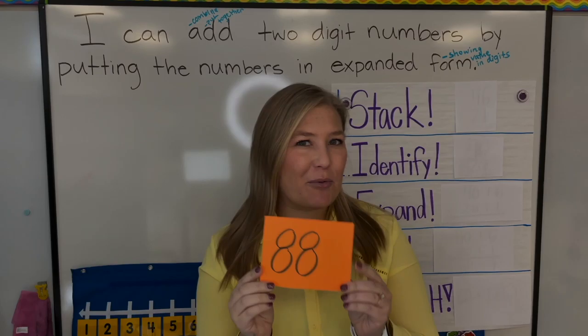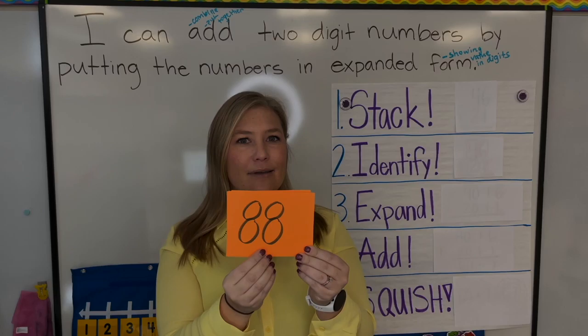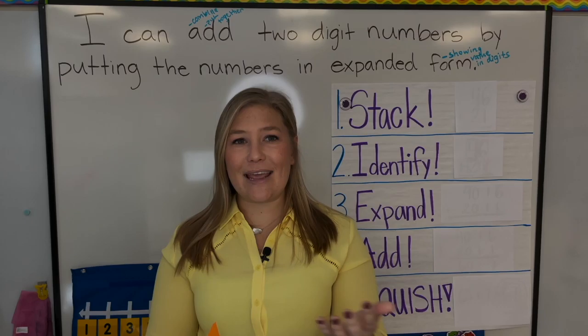What about the number 88? How do we put this in expanded form? It has the same number in both places. Just because it's the same number doesn't mean that they have the same value. Our number 88 in expanded form is 80 plus 8.